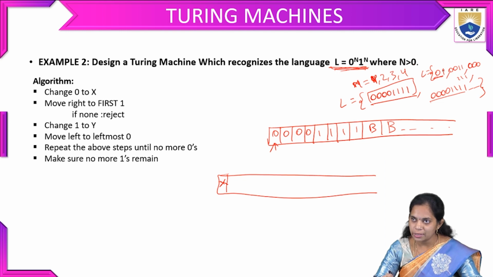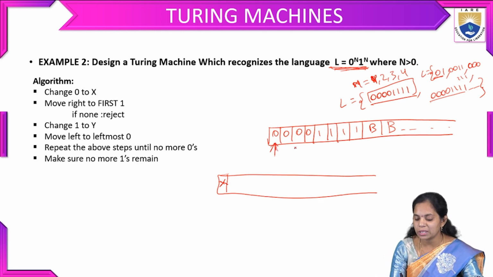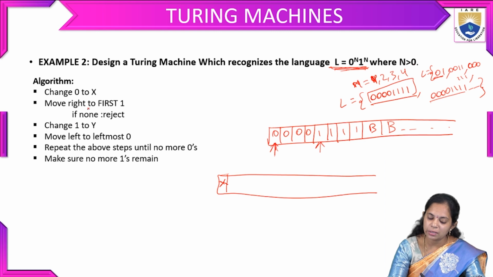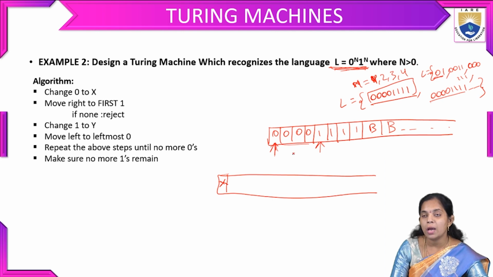So here for this kind of thing, first 0 is replaced with X. And after that, how many zeros are there? We have to skip that and we have to move to the first one. So here move right to first one. So here we need to skip all this, not skip, we have to replace 0 with 0 and 0 until we find the first one.